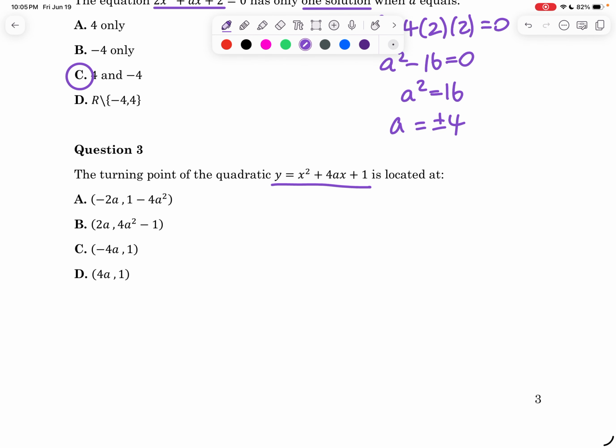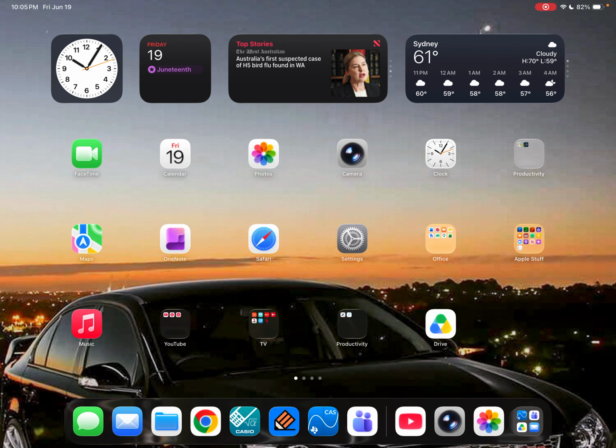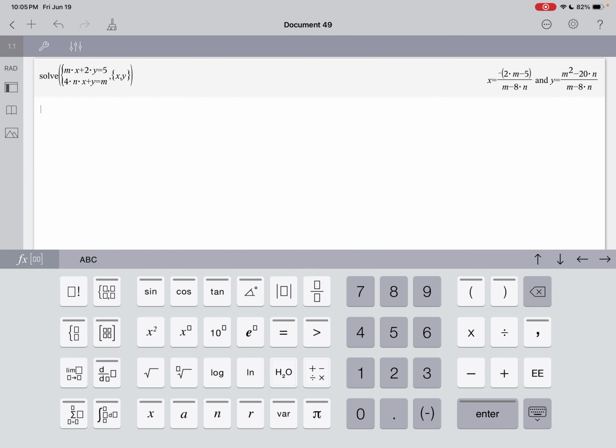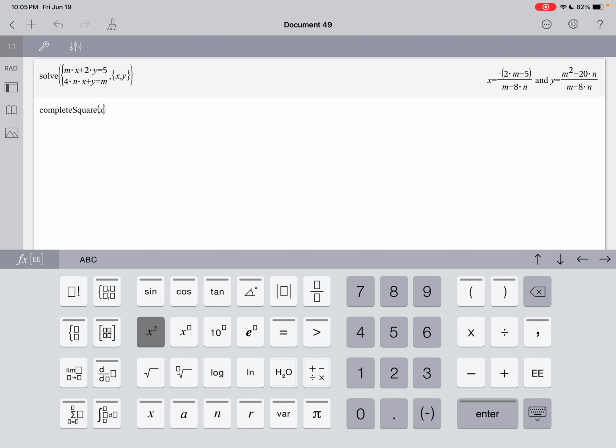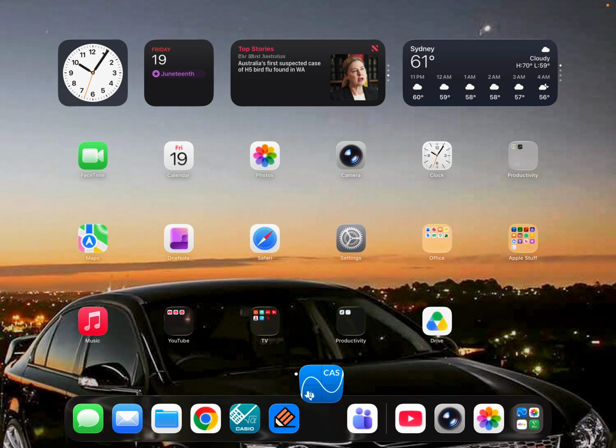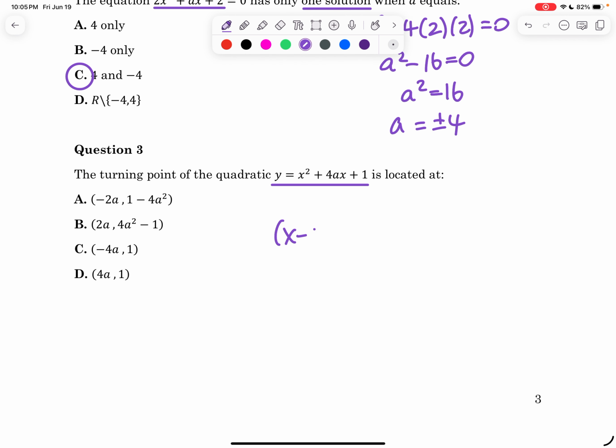The turning point of the quadratic is located. Okay, so to use your CAS on this one, x squared plus 4ax plus 1. Menu, algebra, complete the square. x squared minus 4a times x plus 1, comma x. So that's turning point form. x minus 2a squared plus 1 minus 4a squared.